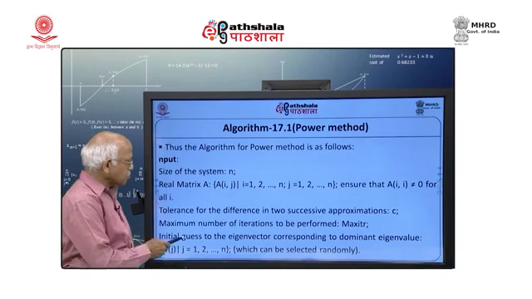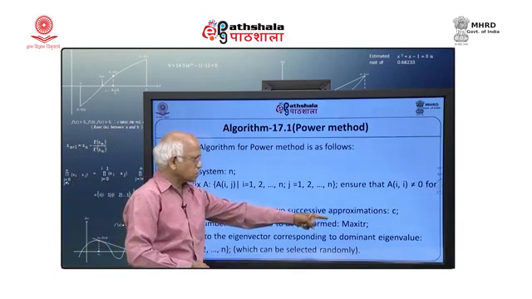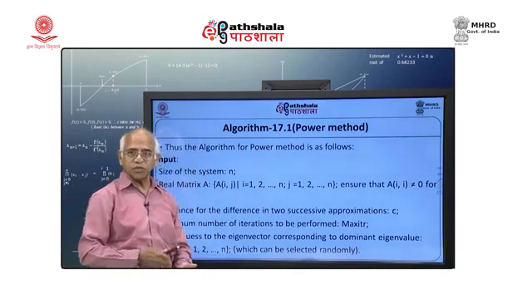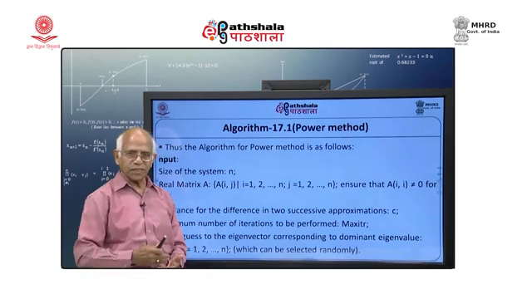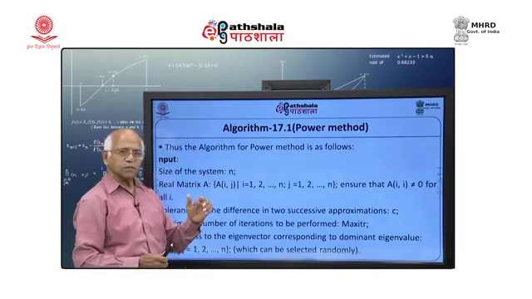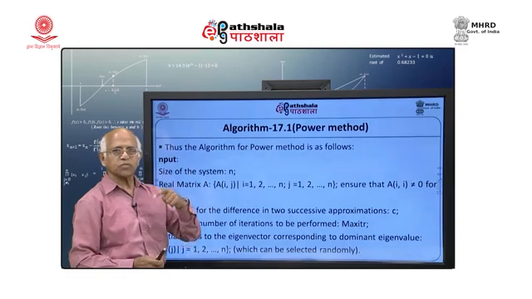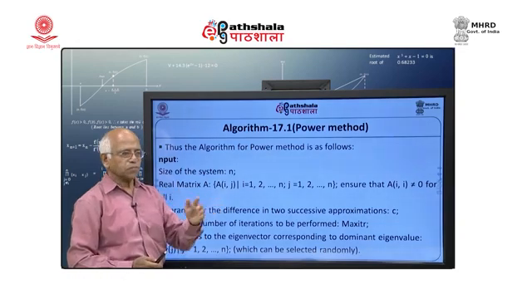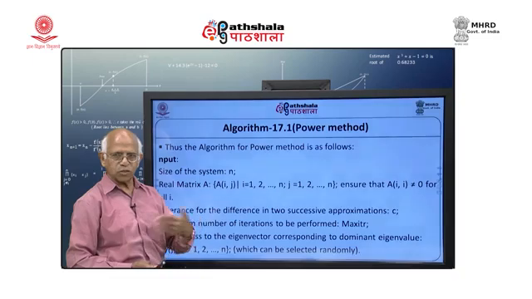Then the maximum number of iterations to be performed, because many times iterative methods may not converge, and therefore we should make trials only up to a certain maximum number of iterations, beyond which we can conclude that the method is not converging.